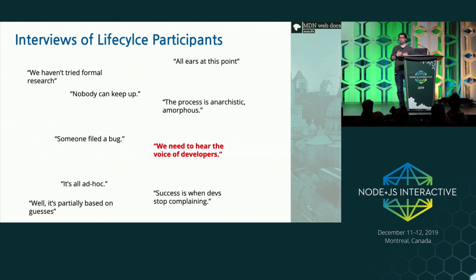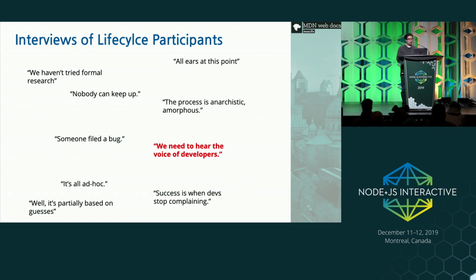So when we talk to people involved in this process at Mozilla, we haven't tried formal research, like it's all ad hoc. But one thing stood out, because every single one of them said the same thing here: we need to hear more from developers. That really stood out to us. And it makes so much sense, because none of us can be really successful without that part. It's hard to prioritize the right things without knowing about developer pain points, and it's hard to find the right solution. And it's hard to get people to adopt something that doesn't solve their problem or doesn't solve the problem in the right way.